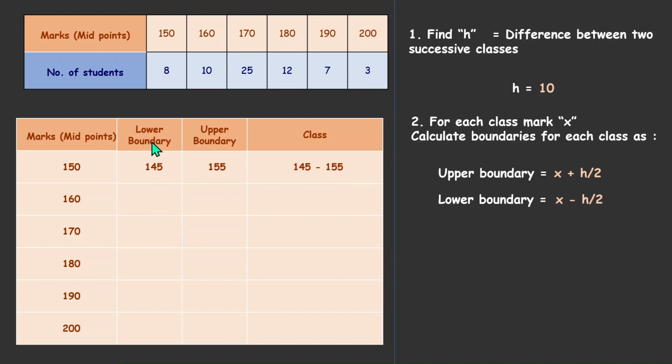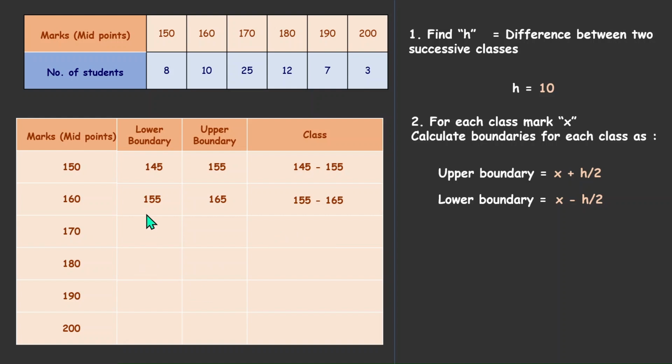Similarly, for 160, the lower boundary would be 160 minus 5 because x minus h by 2, x is 160 and h by 2 is 5. And the upper boundary is going to be 160 plus 5. So this would come out to 155 and 165. So our class would be 155 to 165.